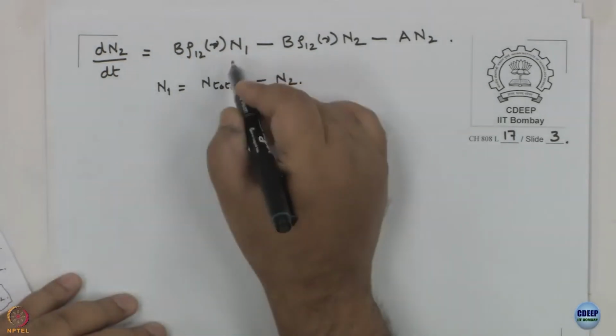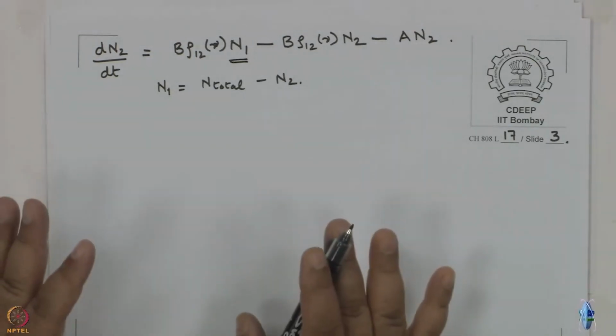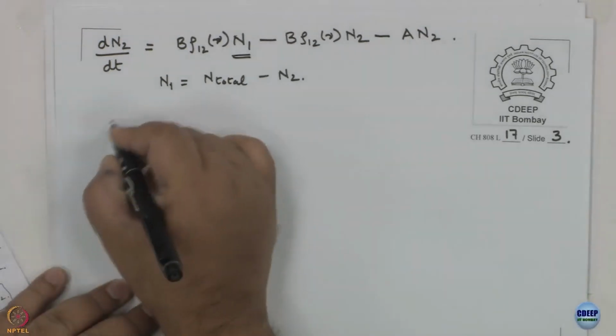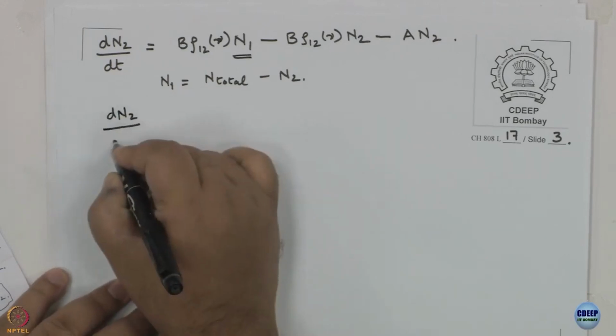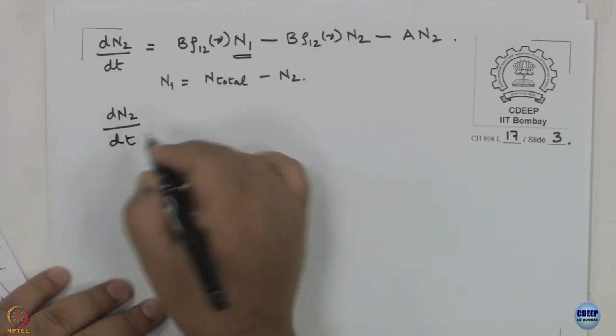So, what I can do very conveniently is replace N1 by N total minus N2, that way it becomes an equation in N2, and we are in a comfortable situation, we can try to solve it. So, let us write quickly. Rest of it is quite simple algebra and very little calculus.